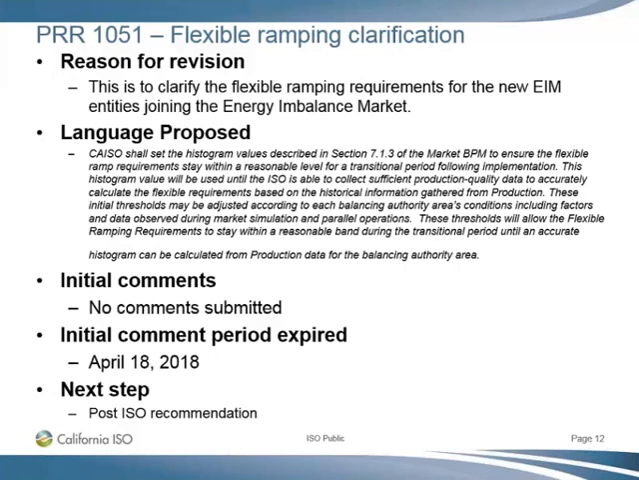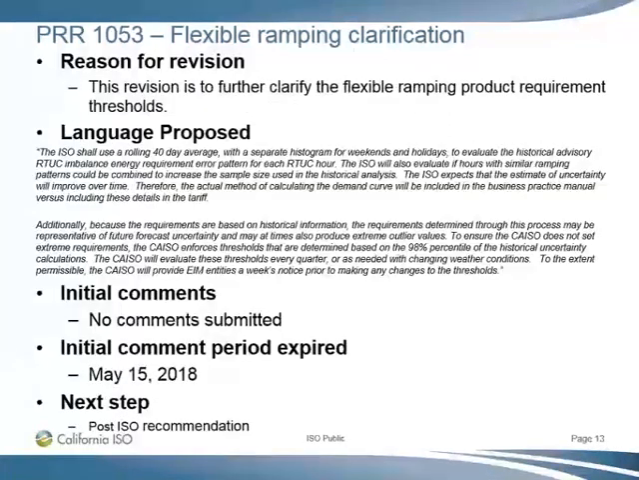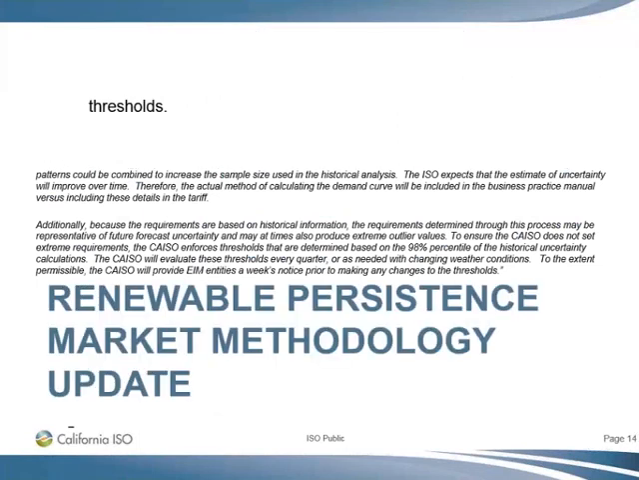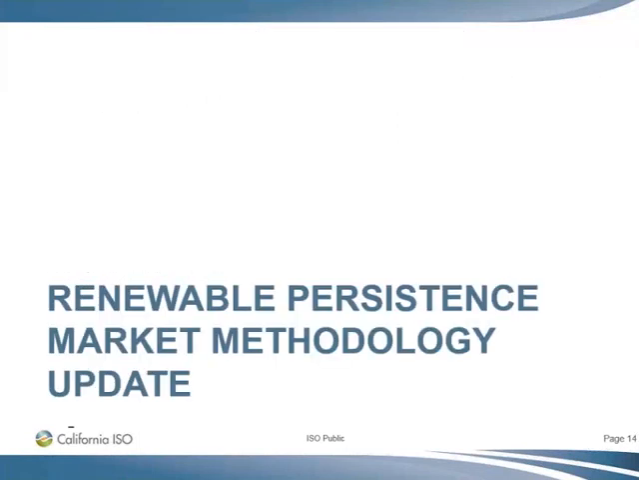But for the EIM entities, we are waiting for 40 days of production quality data, and then they will end up going to the detail that's described within PRR 1053. At this time, we didn't have any comments to either one of these PRRs, so they're moving through the process. Are there any questions on flex ramp requirements?